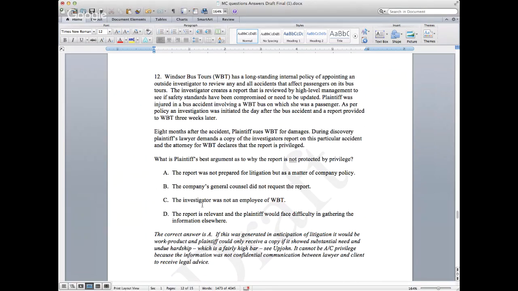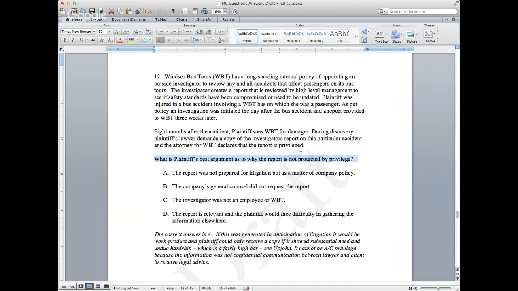Okay, so let's go to 12. The call of the question here is, what is the plaintiff's best argument as to why the report is not protected by a privilege? So we're talking about privileges and whether this report is protected by a privilege.